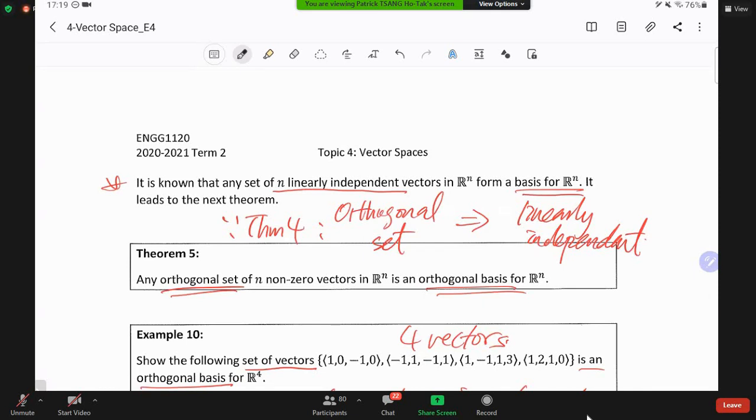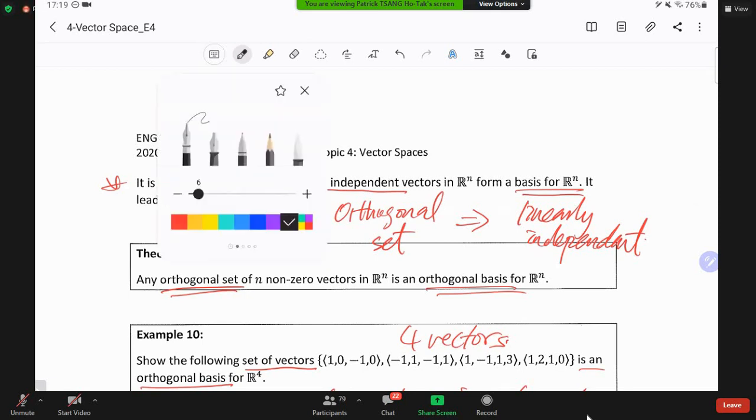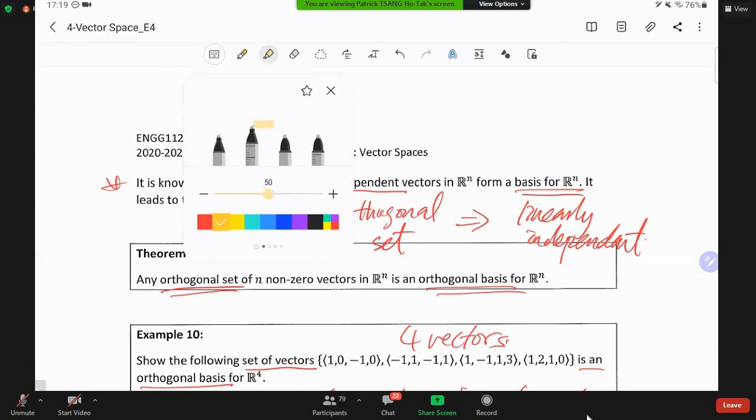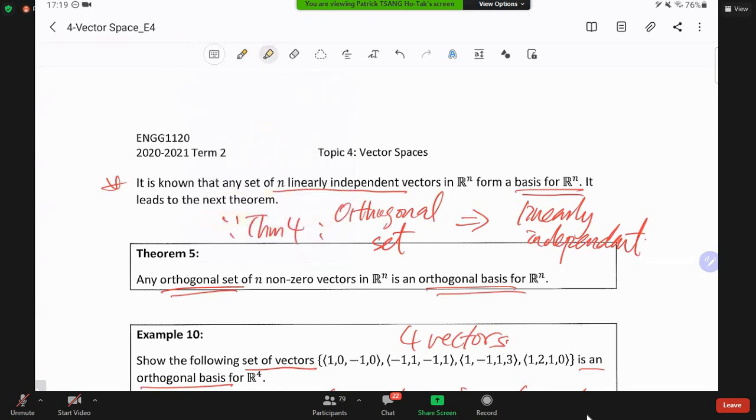Initially, in theorem 5, we assume there is an orthogonal set of n non-zero vectors. I use another color, maybe the highlight pen, maybe sky. We consider n non-zero vectors in order to construct the so-called orthogonal basis. So inside the orthogonal basis, based on theorem 5, none of them is a zero vector.